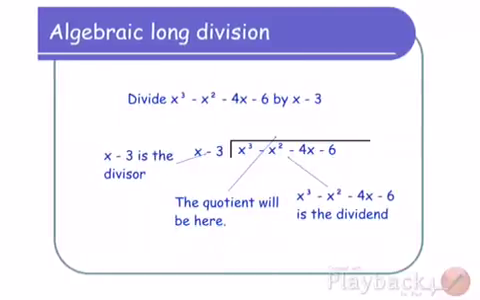And here's just a quick terminology for you. If you're dividing x cubed minus x squared minus 4x minus 6 by x minus 3, x minus 3 is the divisor, the cubic polynomial is the dividend, and the quotient is going to be your quadratic that you end up with.